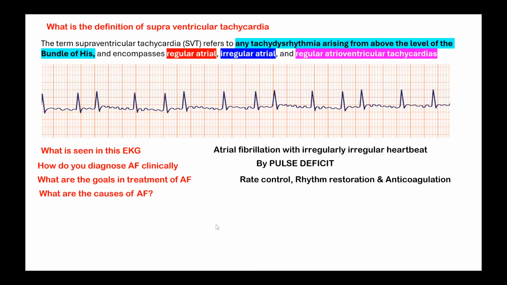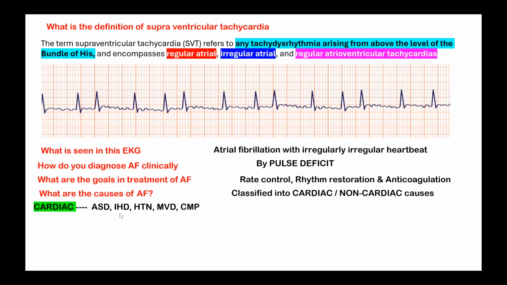What are the causes of AF? It can be classified as cardiac and non-cardiac, sir. Very good. What are the cardiac causes? Sir, mitral stenosis is the most common cause, sir. ASD, IHD, hypertension, mitral valve disease, and cardiomyopathy. All these cardiac conditions can result in AF.